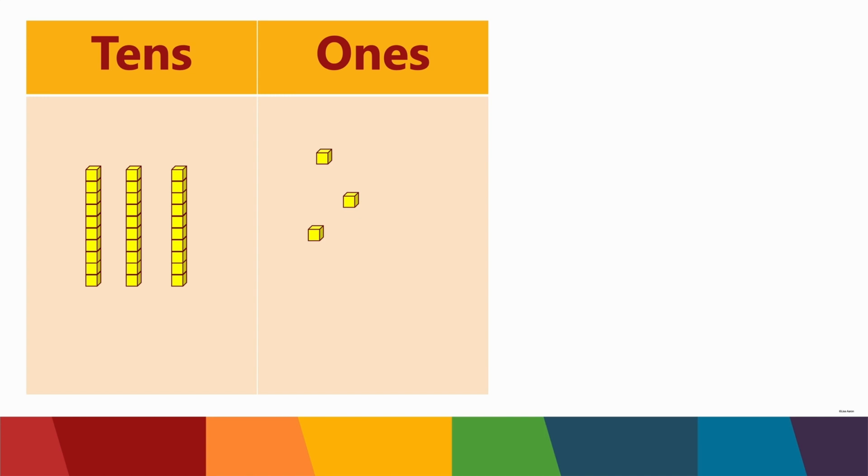3 units of 10 with 3 left over, making the number 33. So when you look at the number 33, you know there's 3 units of 10 on the left and 3 single units in the ones, making the number 33.